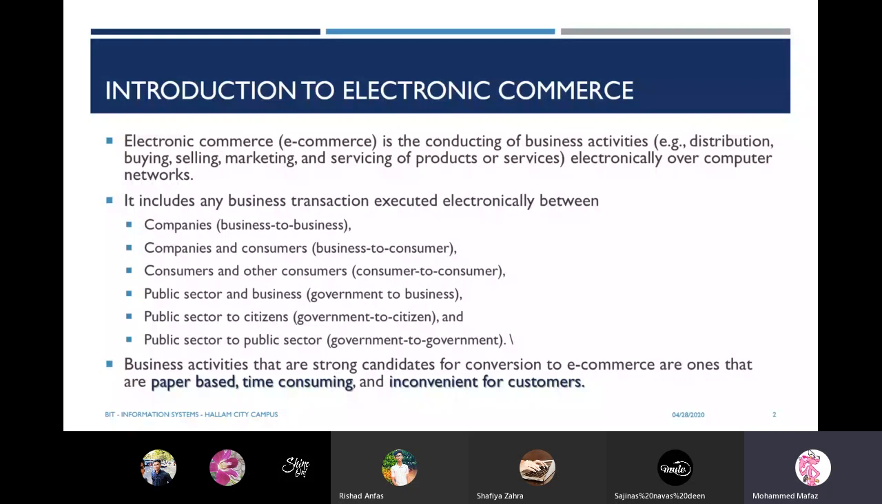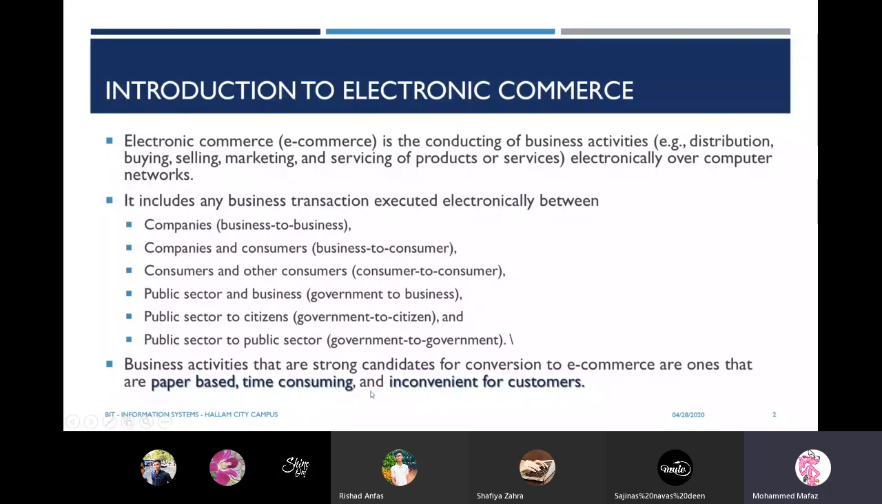It includes any business transaction executed electronically between companies, which is known as B2B, companies and consumers, B2C, consumers and other consumers, public sector to business, public sector to citizens, public sector to the public sector, government to government. So in our discussion, we are going to focus more on the first 3 types of e-commerce activities. Business activities that are strong candidates for conversion to e-commerce are ones that are paper-based, time-consuming, and inconvenient for customers.